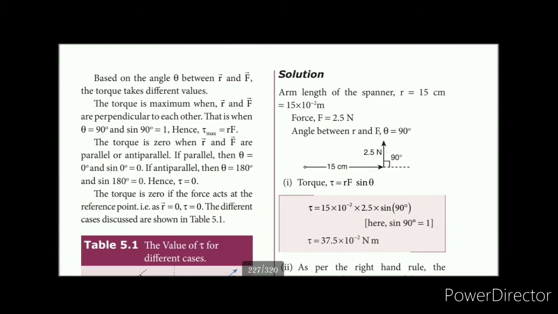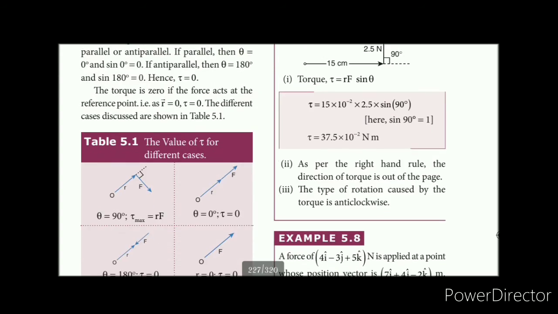So when will the torque be maximum? When theta equals 90 degrees, sin theta equals 1. So torque will be maximum, r F. The torque will be 0 when the force is parallel or anti-parallel, that means theta equals 0 degrees or 180 degrees. Sin 0 is 0, and sin 180 degrees is also 0. So the torque is 0. If the force is acting at the reference point, r equals 0, so tau equals 0. The different cases will be shown.